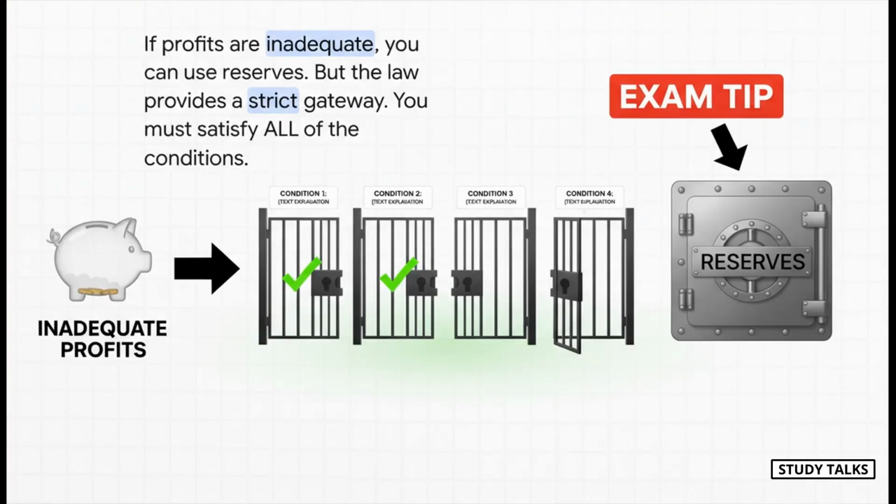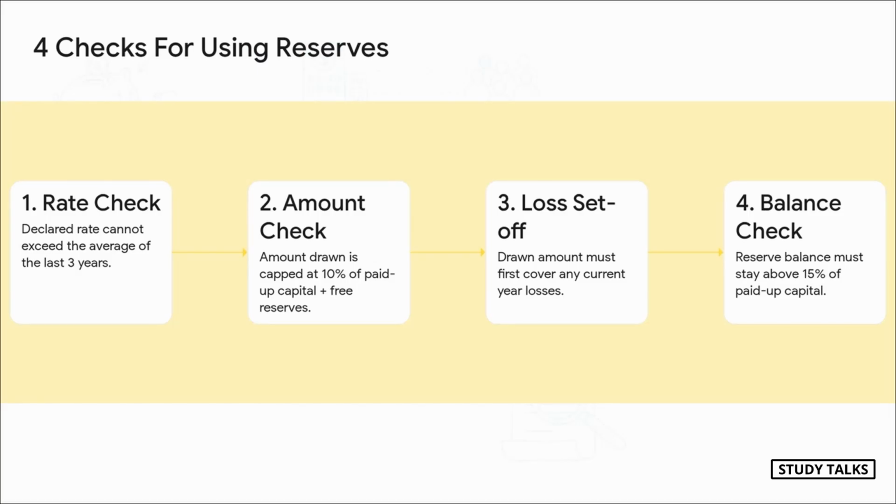So, the answer to the board's question is yes, you can use reserves, but, and trust me, it's a very big but, you have to pass a series of tests that are laid out in the company's rules. And this isn't an either-or kind of deal. You have to satisfy every single one of these conditions to legally declare a dividend out of past profits. No exceptions. And here they are. Seriously, treat this slide like your exam checklist.